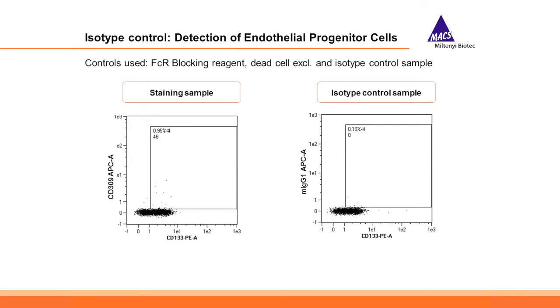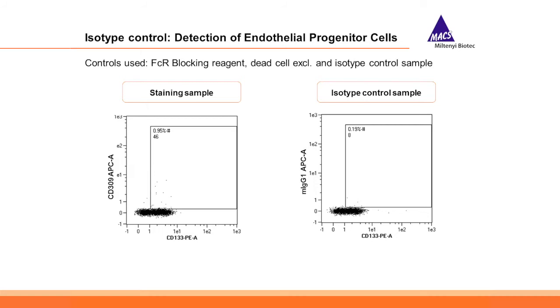Okay, so I have one example, as I promised. It's about the detection of endothelial progenitor cells. Controls that were used in this experiment are FcR blocking, because we are looking for these cells in human blood, so we have to block Fc receptors. We did dead cell exclusion. I come to that later. And we have an isotype control sample. And this here is the staining sample.